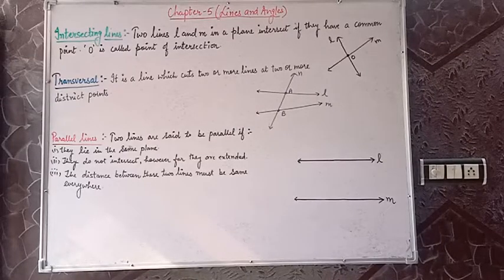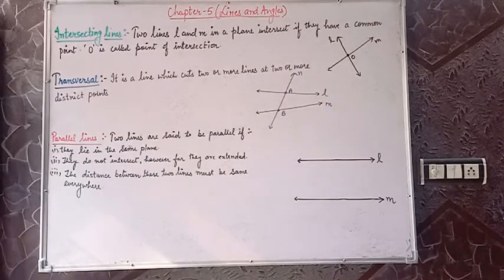Let's start with the next class of lines and angles, which is chapter 5. In the previous video we discussed various angles and various lines. Today we'll be heading towards a new concept, that is the concept of parallel lines, transversal, intersecting lines.